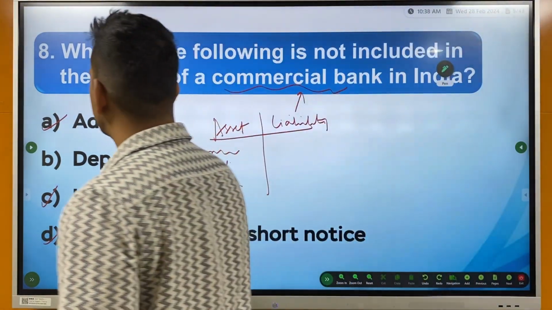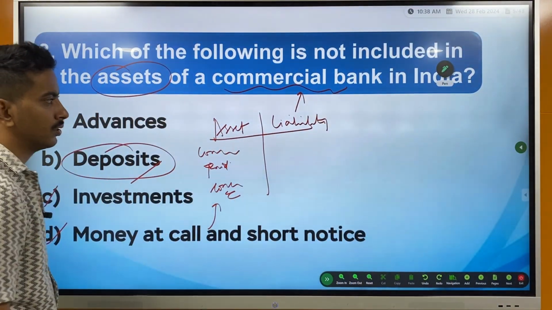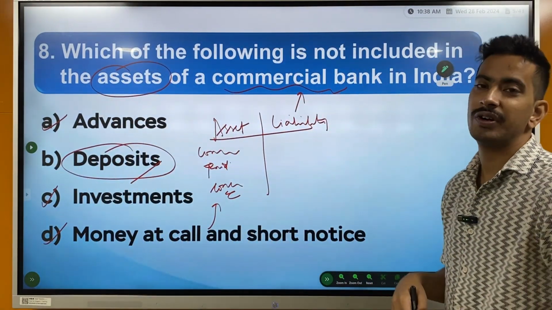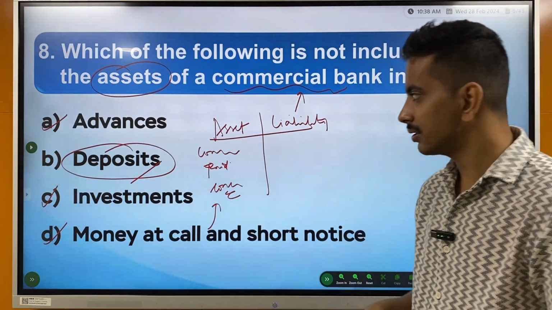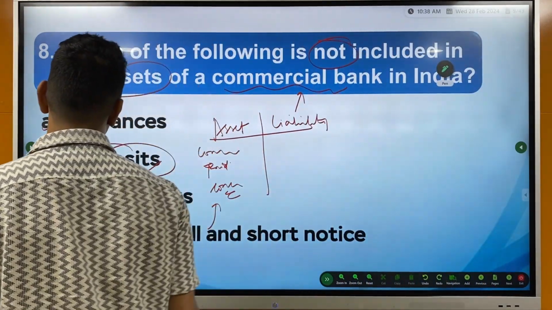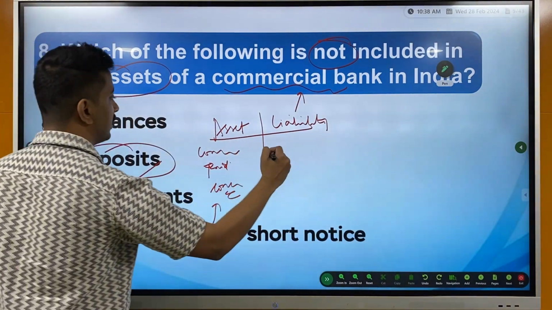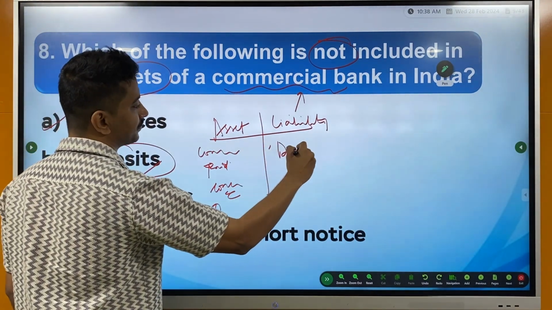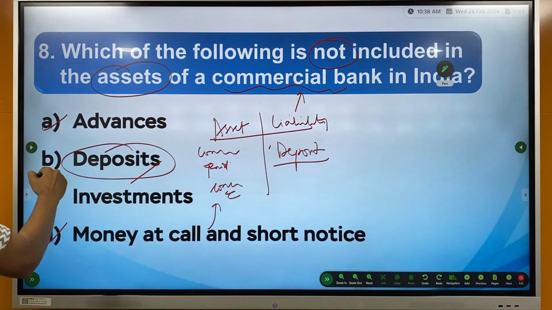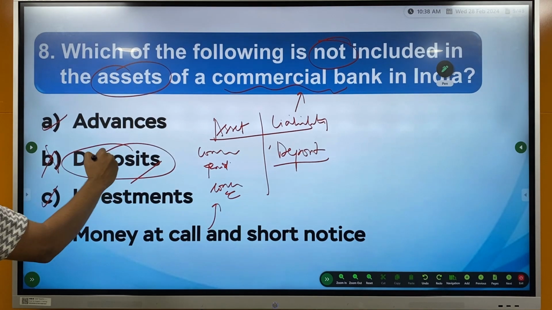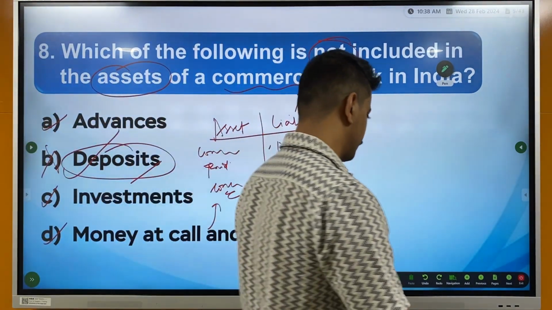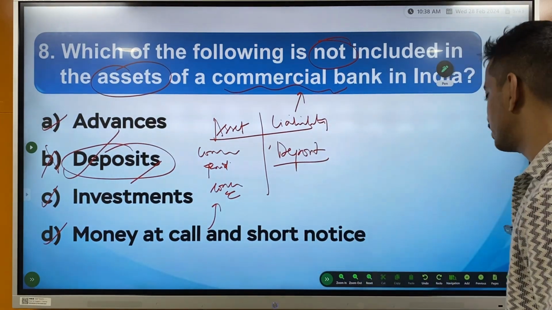But what about deposits of normal people? This is a liability. Why? Because the commercial bank has to give it back to the people with interest. They have asked what is not included in the assets. So here the liability is deposits. So the right answer is B, deposits.